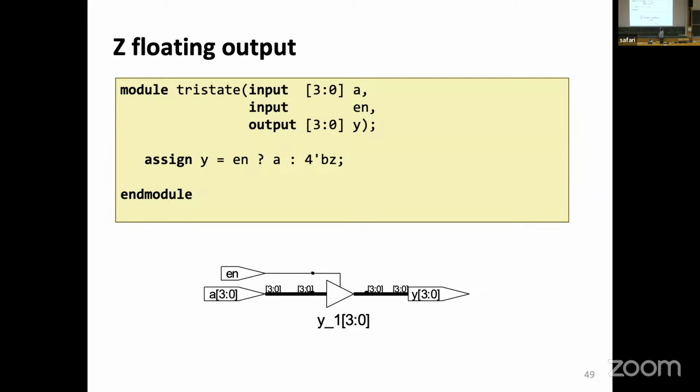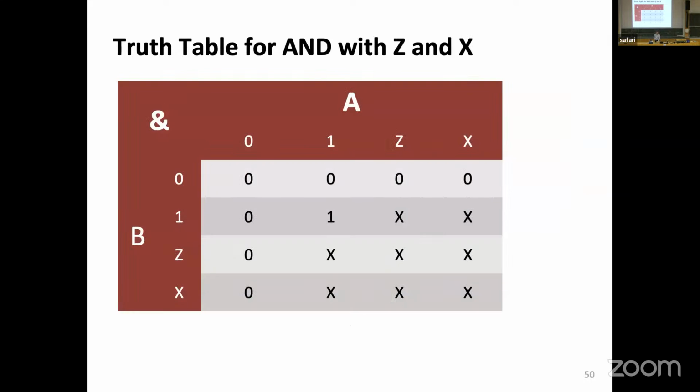This is a tri-state driver. It has an enable, and if enable is 1, we are passing the bus to the output. If enable is 0, in this case, we are disconnecting the output. We talked about it last week when we were talking about the combinational circuits, that we had this tri-state thing. If we want to define it, this is the way to use it. This is for your knowledge only. We are not going to make use of it.